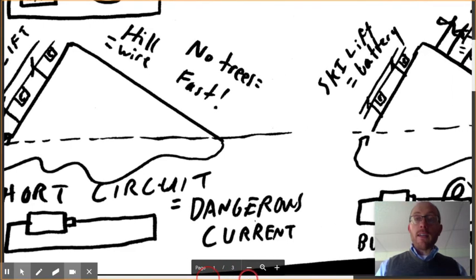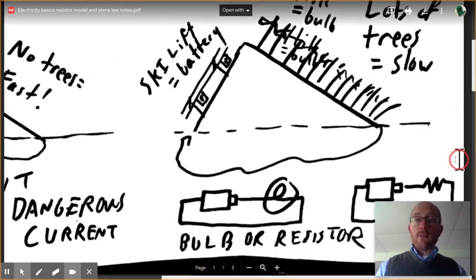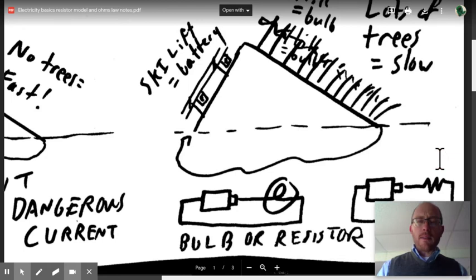Now over here, this is like a ski resort with trees that you have to go around. This is kind of like the Plinko model that was in the other video. So as you go down the hill, you have to weave around the trees. You slow down a little bit. Not as many skiers can go by at a time. Or if this is a bulb or a resistor, not as many electrons can go through at a time. There's not as much current. So that's how a hill on a ski resort is like a circuit.